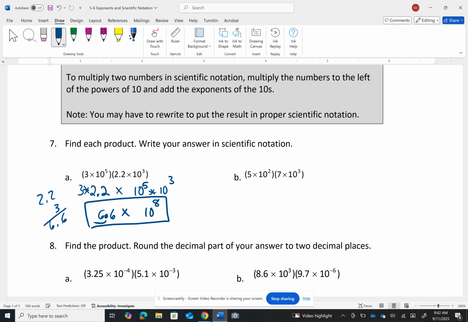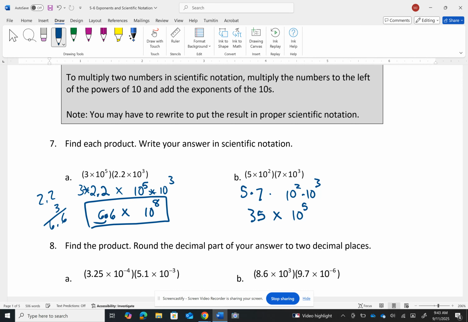But this sometimes happens, and it can cause a problem. So I want you to really concentrate with me on this one. So here, what I can do is take the 5 times the 7. Okay. Then take the 10 to the second times 10 to the third. So when I do 10 to the second times 10 to the third, that means I have 5 tens, so 10 to the fifth. And then the 5 times 7 is 35.